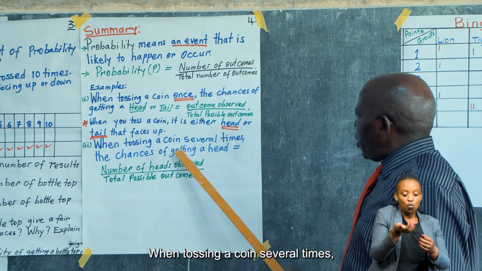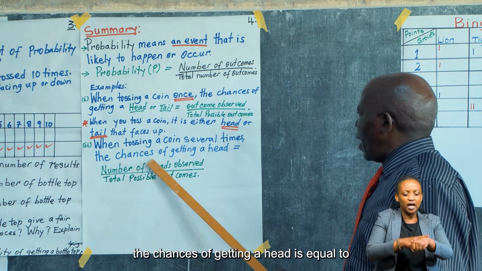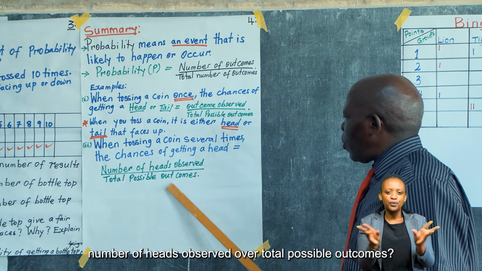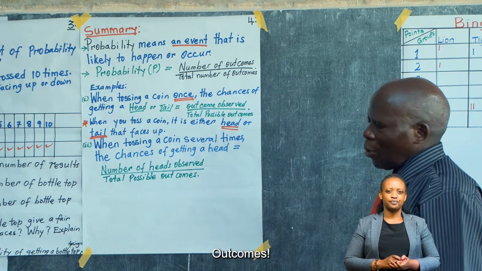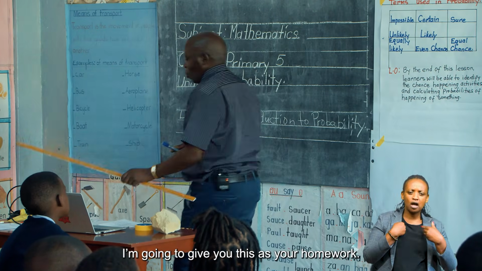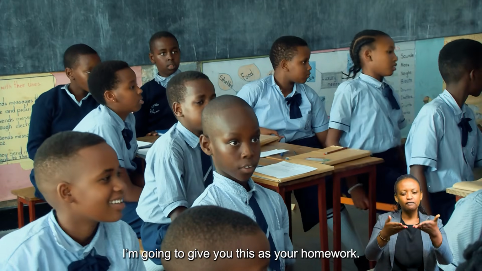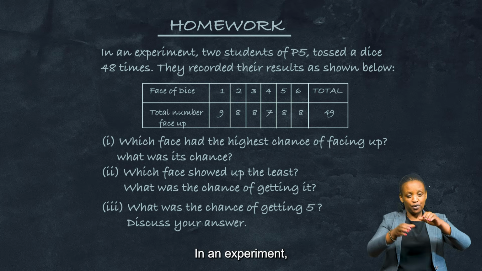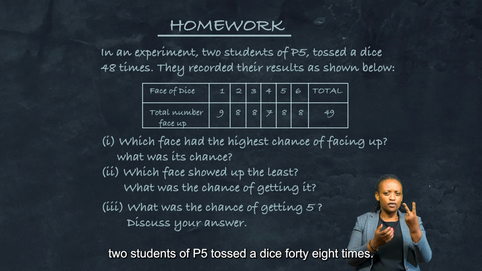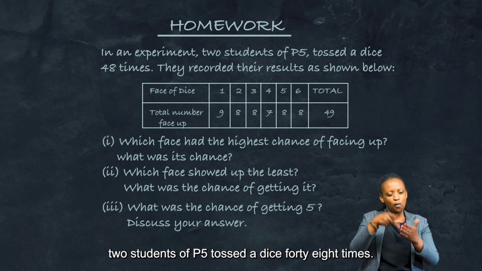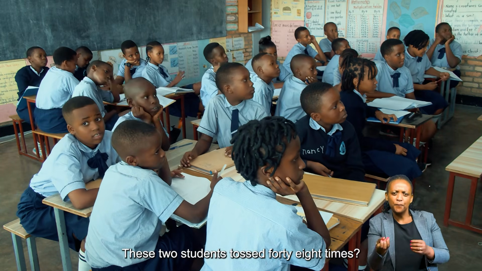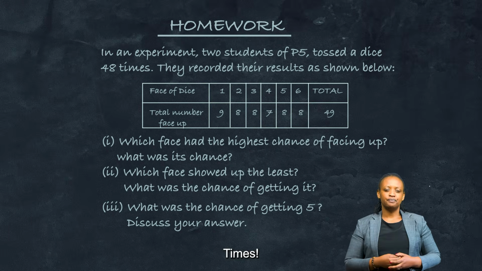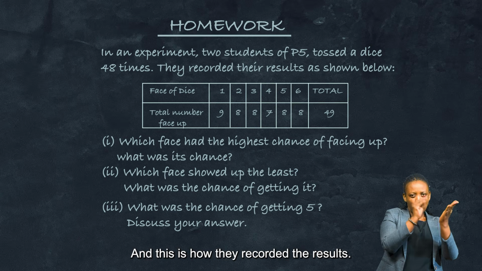Good. When tossing a coin several times, the chance of getting a head is equal to number of heads observed over total possible outcomes. Therefore, I'm going to give you this as your homework. In an experiment, 2 students of P5 tossed a dice 48 times, and this is how they recorded the results.